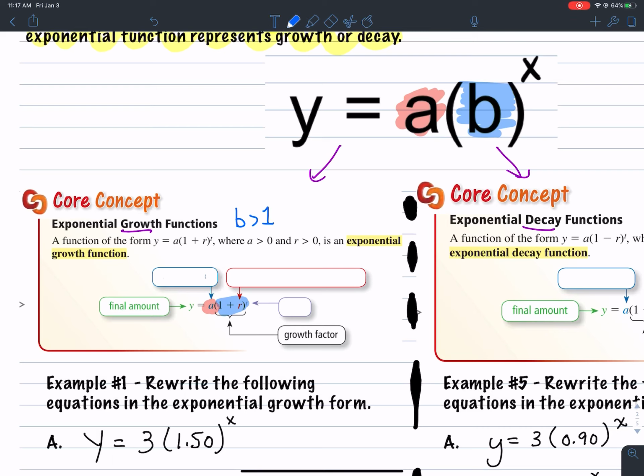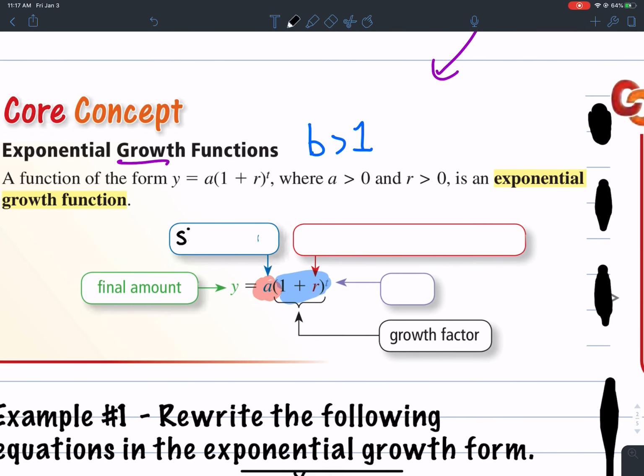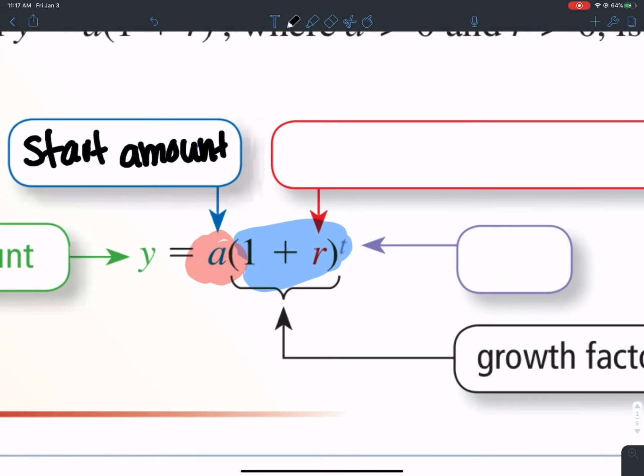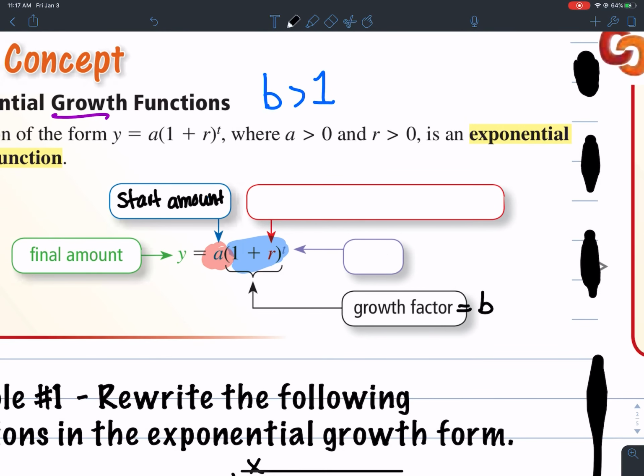So if we have exponential growth, there's a few vocabulary words that we need to know in the form. So first of all, a is still that starting amount. We know that from the general form. Now, I already have this word growth factor filled in for you. Growth factor is the entire value of b. Now, we rewrite b in a certain way as 1 plus r. That letter r stands for the rate of growth. And when we write these equations, it has to be a decimal.